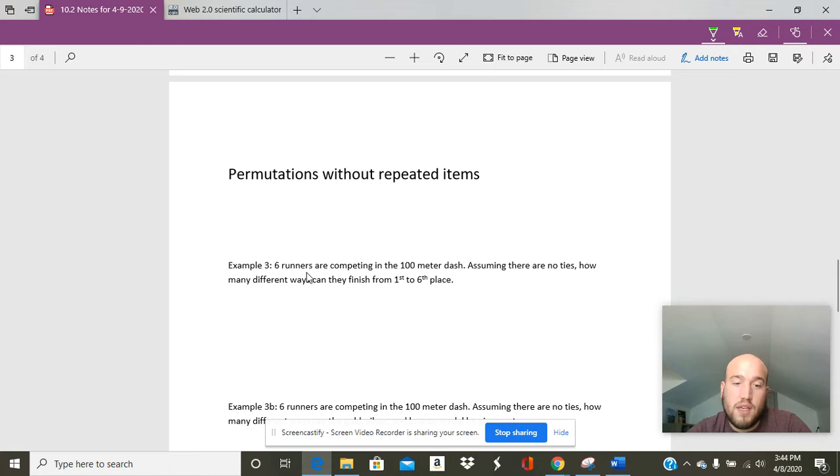So, if we think about it, in 1st place, that first slot, if 6 runners are running, there are 6 different runners that can get that spot. Now, 2nd place, one of the runners has already finished, okay? So there's only 5 runners left that could possibly get that 2nd place, so 6 times 5. Now, 3rd place, 2 of them have finished, so there's only 4 left.